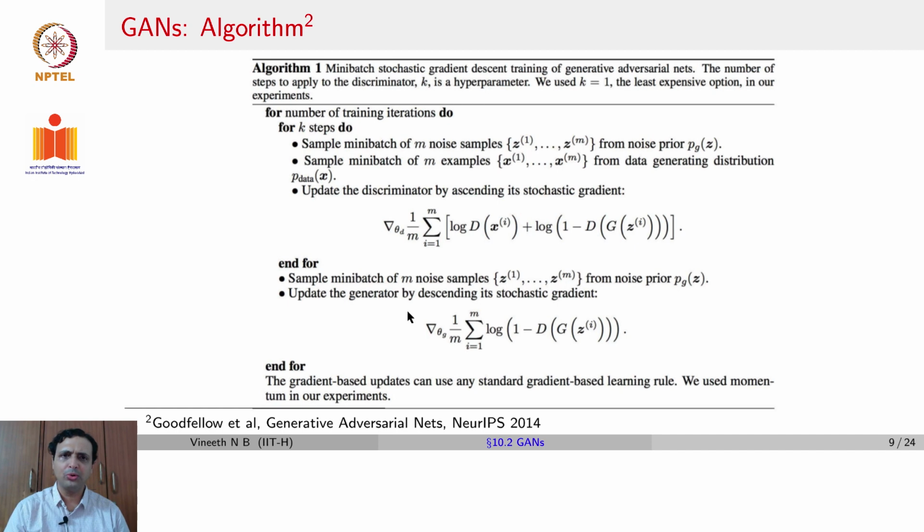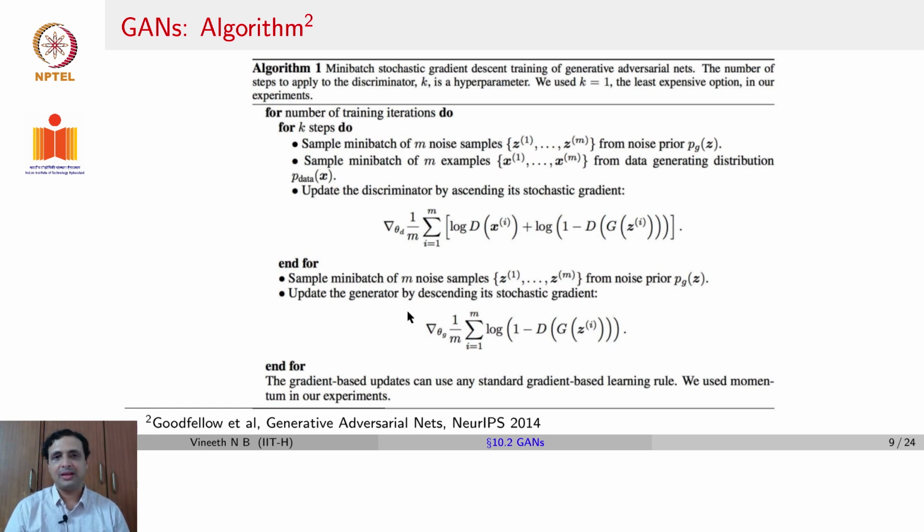At test time, what do you do? Once you have trained the full model, you can discard the discriminator. You take a sample from your Gaussian, send it through the generator network, and the image that you get is what you're going to assume belongs to your original data distribution.